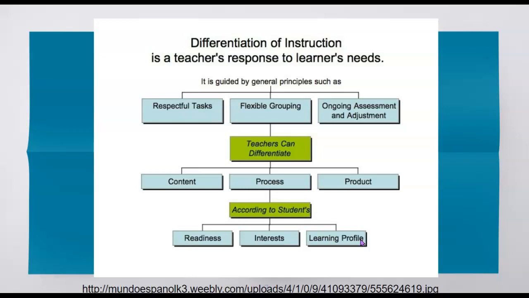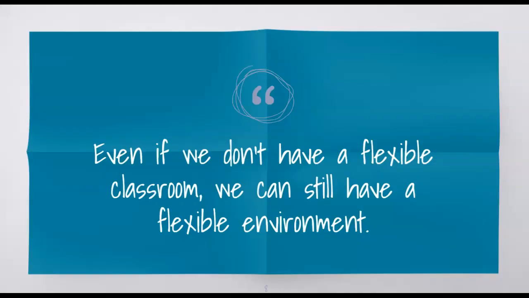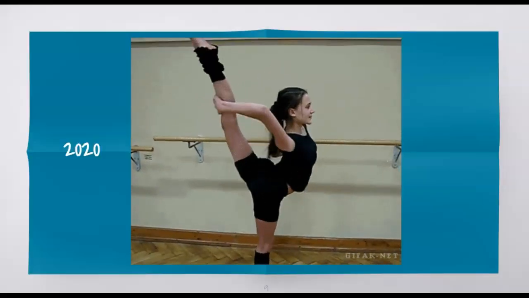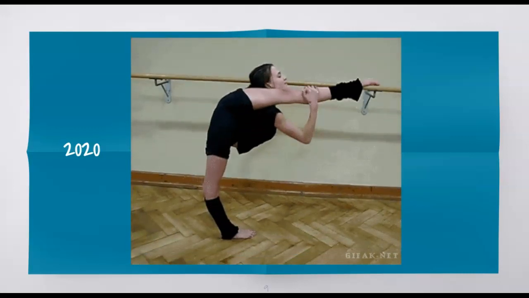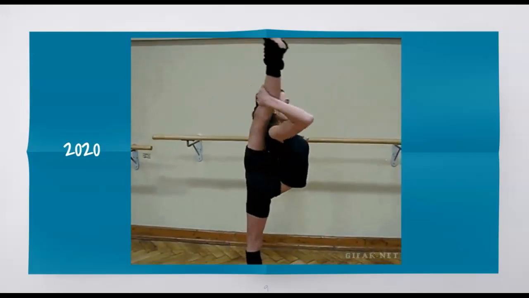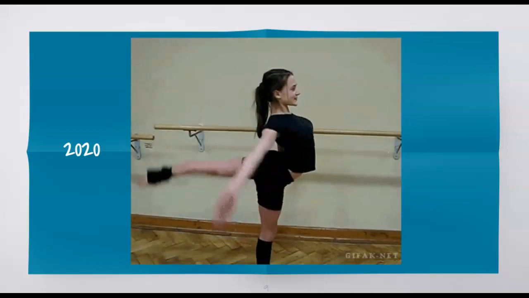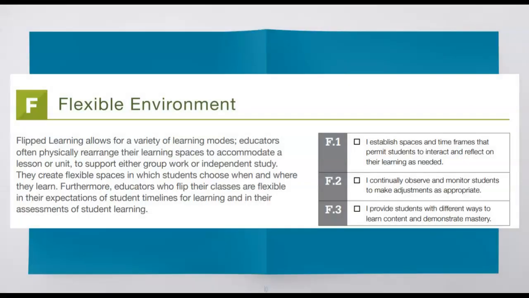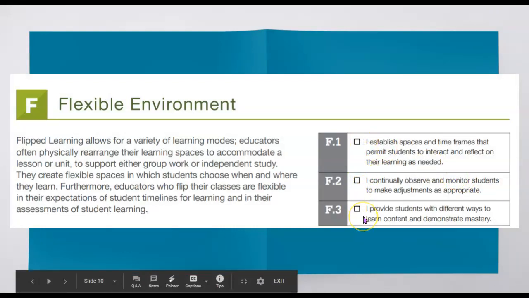So the important thing here is to consider our learners as different people, to consider our learners as the center of the learning process. So when we are flipping our classes, we are differentiating, and when we're differentiating, we might be flipping. So even if we don't have a flexible classroom, we can still have a flexible environment. We had flexibility, and we also have 2020 flexibility, right? Some of us know exactly and felt like this dancer over here during 2020, stretching ourselves as much as we could.